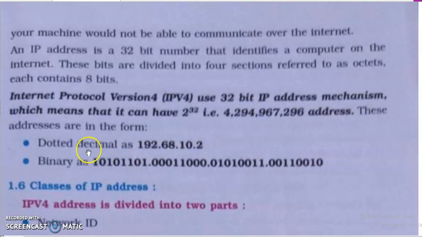These addresses are in the form of dotted decimal. Just an example, 192.68.10.2, and we can also represent it in binary, as binary numbers of 1s and 0s. And this is again 4 octets of 8 bits.